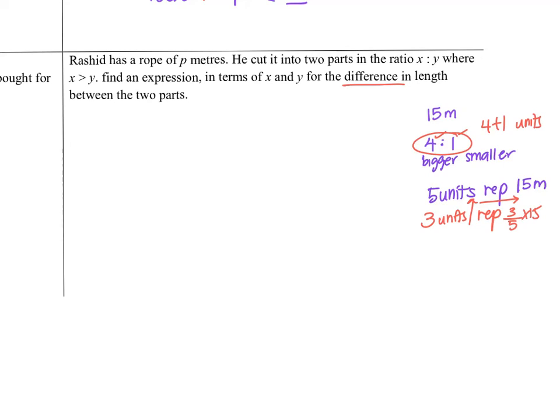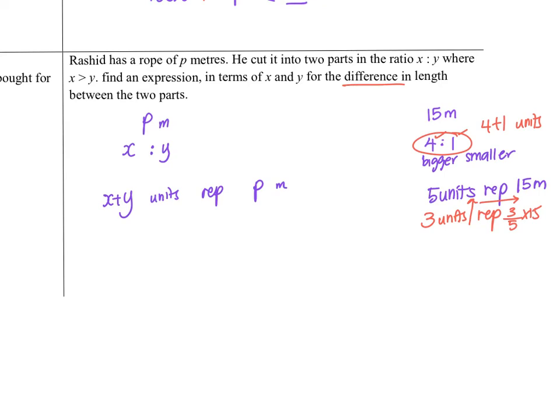So Rashid has p meters. Exactly the same as 15 meters, the idea matches. He cuts into a ratio x is to y. From here, what is the total number of units that we have? The total number of units is x plus y units. So x plus y units represent p meters.